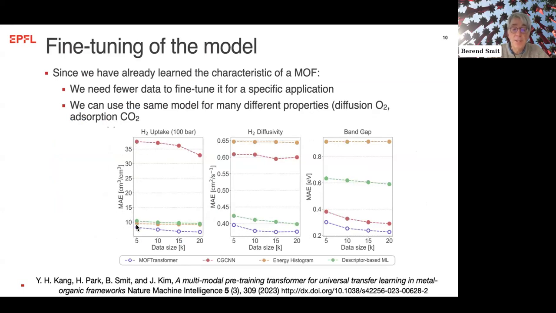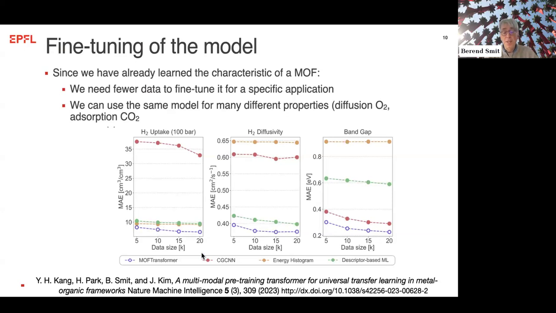Here it gets better and better, and the open symbols are our results. Basically what it shows is that we have the highest accuracy with the least amount of data for all these properties. And what this is telling us is that this idea of leveraging knowledge works. These are the typical models that are machine learned from scratch, but we already get much better results because we can leverage our pre-training.